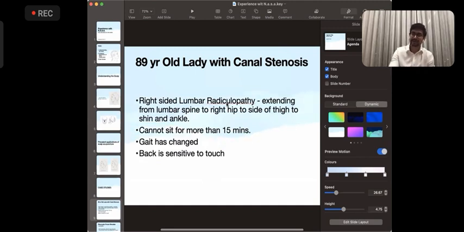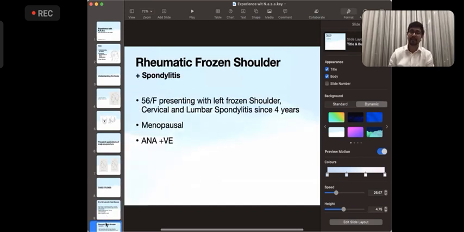Now, just like this, I would like to present one more case. This is a rheumatic frozen shoulder with spondylitis of the entire spine. So this is a 56-year-old lady who came with a very severe left frozen shoulder. She could not even turn her head. It was that bad. Means the whole shoulder, the SCM muscle and the neck, everything was stiff.